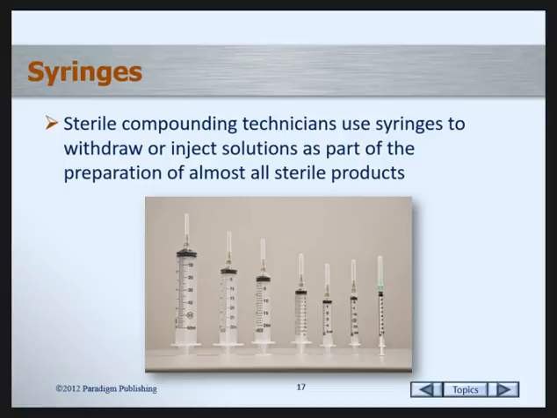Sterile compounding technicians use syringes to withdraw or inject solutions as part of the preparation of almost all sterile products. What you see here is a series of syringes ranging in size from 1 milliliter, 3, 5, 10, 20, 30, and 60. Attached, you also see needles. Generally speaking, the brown is an 18 gauge, and these look to be 1.5 inch in length.